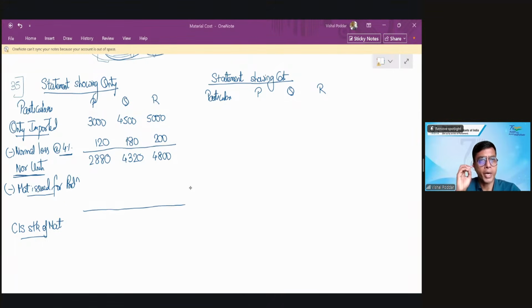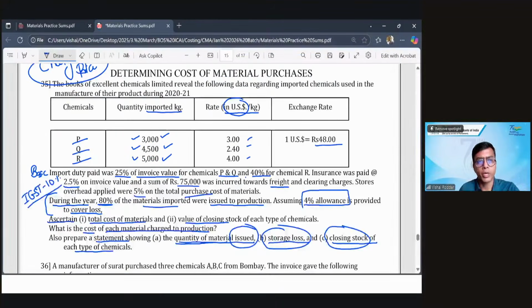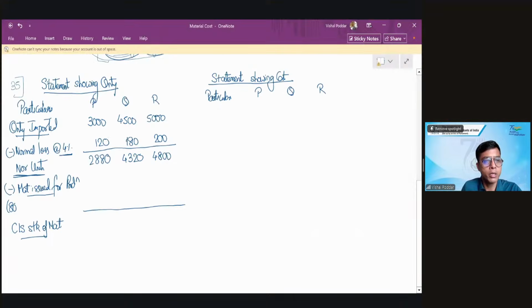Now, remember students, practical questions require a thorough reading of the details given, because if you do not read and interpret the details given in the question correctly, you will end up making a mistake in your solving. So, what is this? What is about the quantity? During the year, 80% of the material imported was supposed to be used in production. So 80% will be used in production. Be clear with this. 80% of material imported.